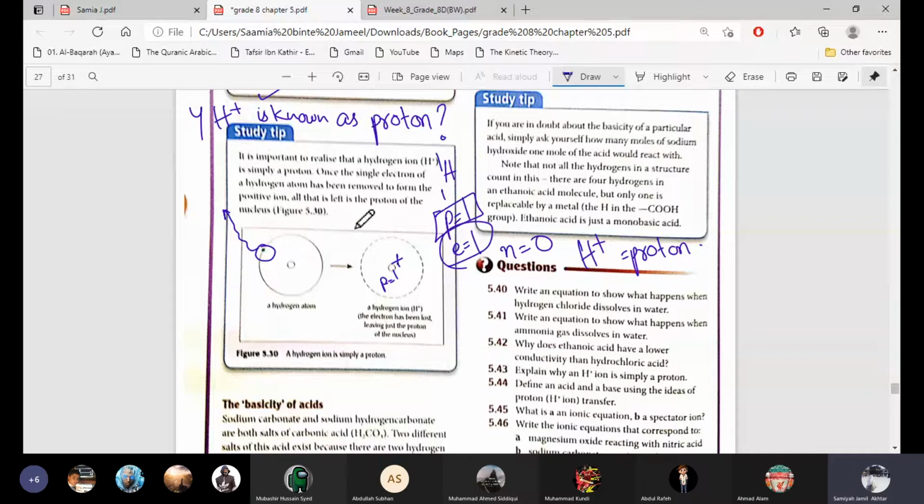All of the explanation is written here in the study tip, and it is also important. It is important to realize that a hydrogen ion is simply a proton. Once the single electron of a hydrogen atom has been removed to form the positive ion, all that is left is the proton of the nucleus. So the thing which is left after losing the electron is only the proton. That is why it is called proton. This is really important, that why H positive is known as proton.